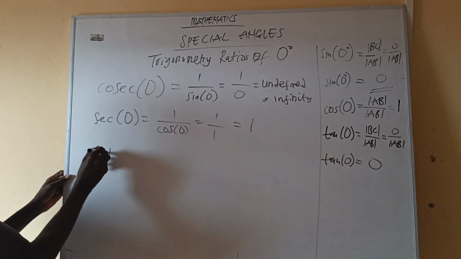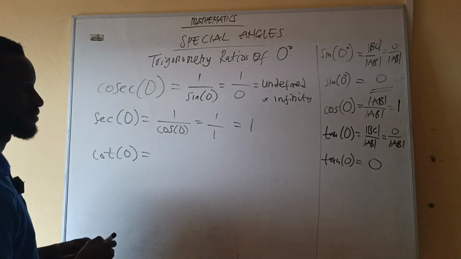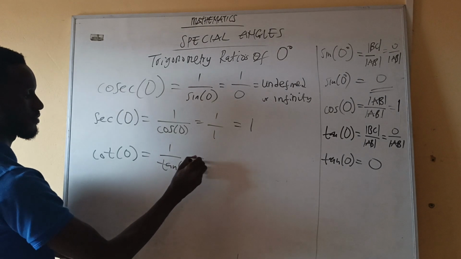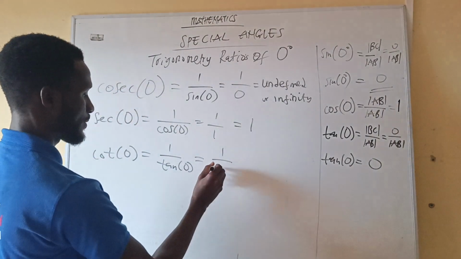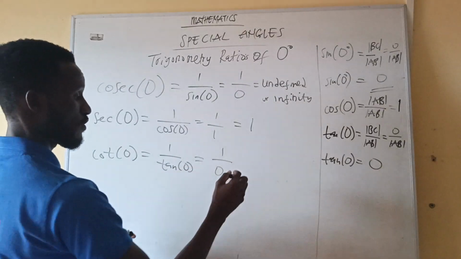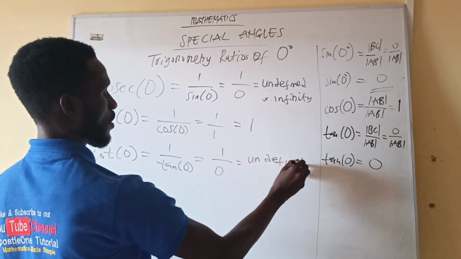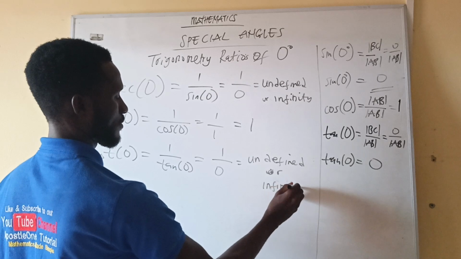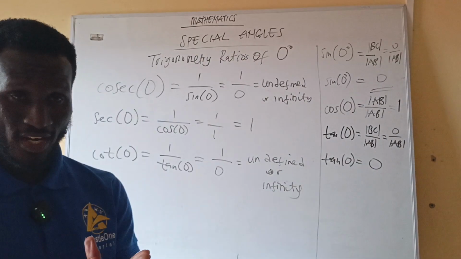Now let me talk about cot 0. Now don't forget, cot is the same as what? 1 over tan 0. You get it? Now we have 1 over, what is tan 0? Tan 0 is 0. So which means cot 0 is 1 over 0, and 1 over 0 is also undefined, or not defined, or infinity. I hope you understand.